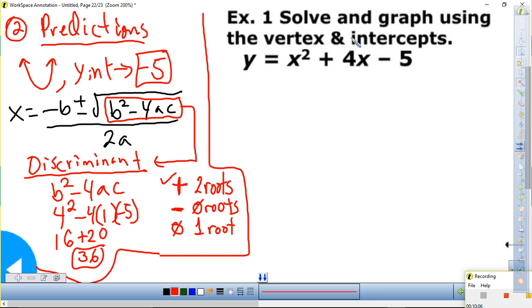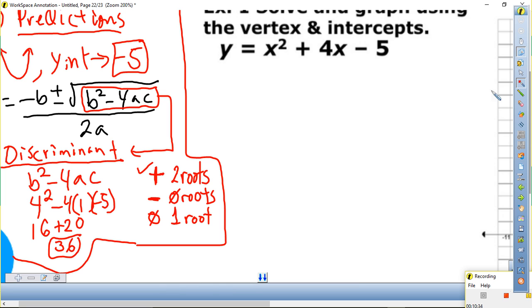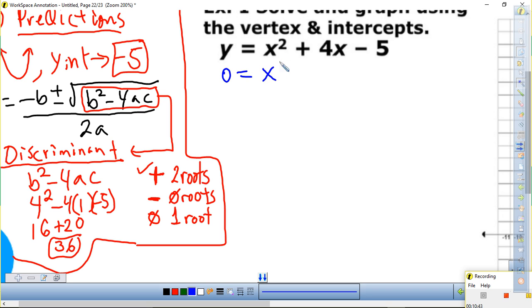So question, what method do you guys want to use to solve so that we can find our x-intercept? Factor. Okay, let's do that. Let's do that together. Let's use factoring, yeah? Yes. Okay, substitute y for 0. That is x squared plus 4x minus 5. Next step, Beto.